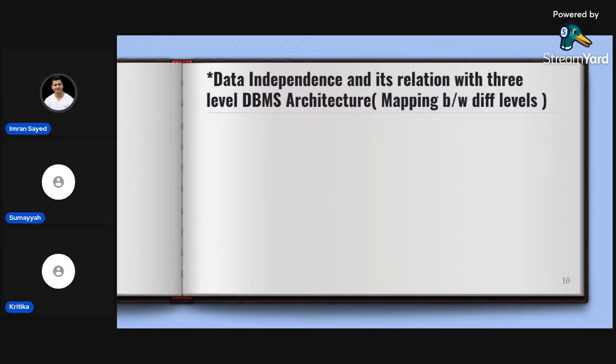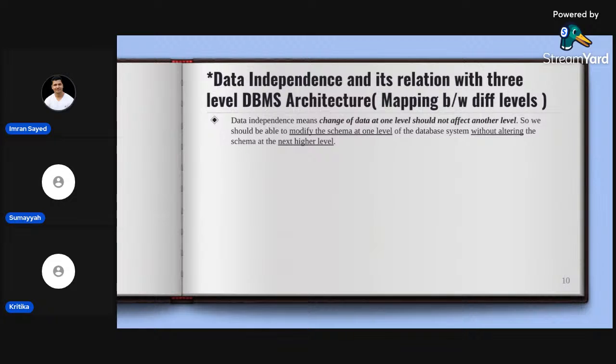Correct. So in general, first we will talk about how a change of data at one level should not affect another level. That's the main thing. Then we get into describing the different levels. So we'll start from here. Data independence means a change of data at one level should not affect another. We should be able to modify the schema at one level of the database system without altering the schema at the next higher level. Again, this is just a repetition in a different way. It talks about the schema: you should be able to modify the schema without altering the next level.